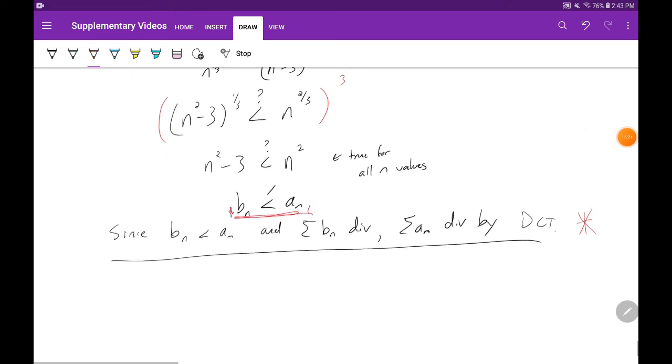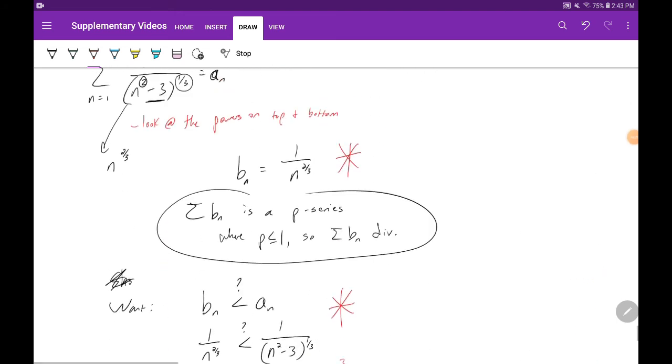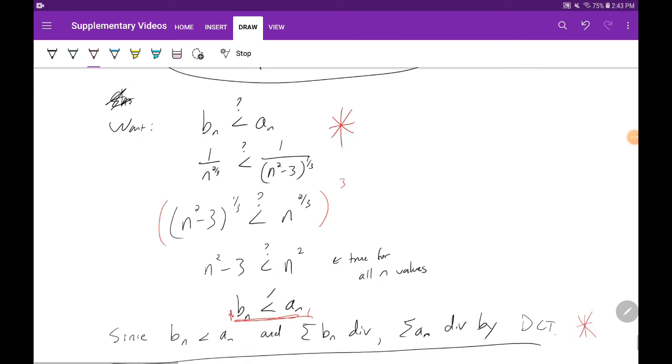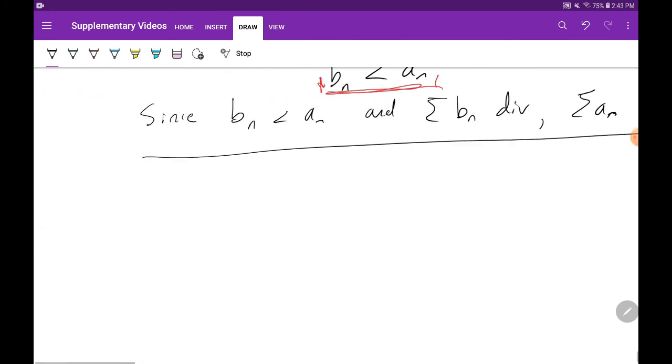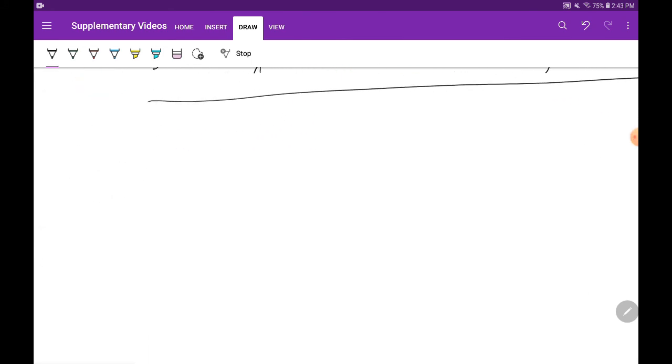Okay, I will do one more example, but if you're good with this, you can just stop watching here. All right, but I will do one more example. This one's a fun one because it doesn't use p-series. It uses something else. Here we go.